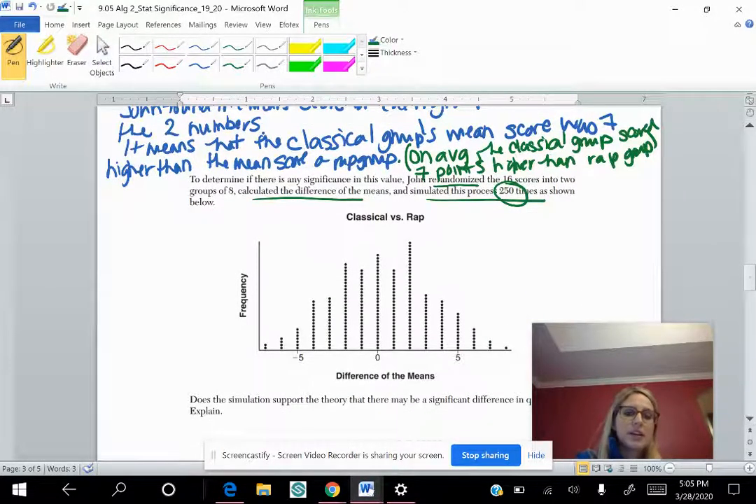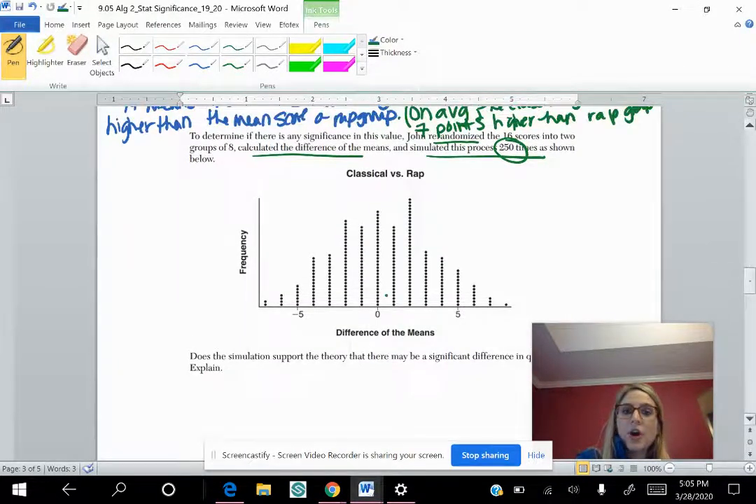Say we got a difference in the means of -5. We plot that point. For -5, we got 1, 2, 3, 4, 5, I think there are 6 dots right there. So 6 times we got a difference of -5. Where we got no difference in the mean, 0, we got the same mean for each group, and that's however many dots are in that column right there.